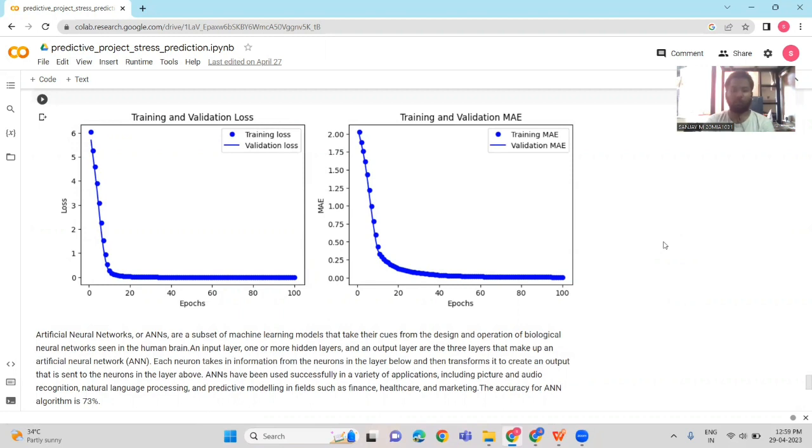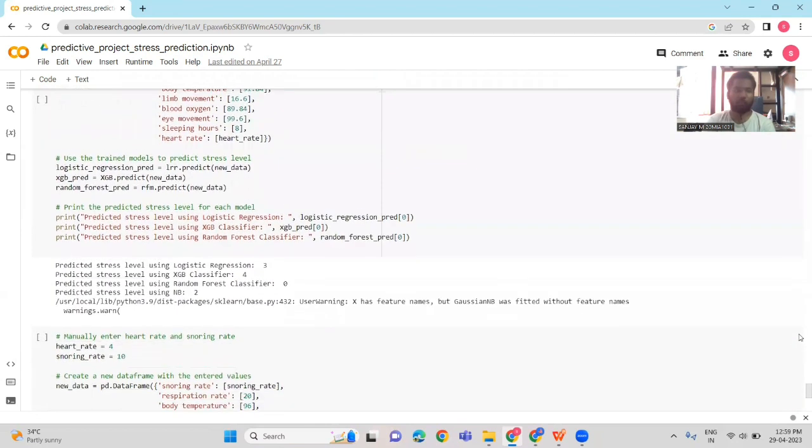ANNs have been used successfully in a variety of applications, including picture and audio recognition, natural language processing, and predictive models in fields such as finance, healthcare, and marketing. The accuracy of our ANN is 73%.